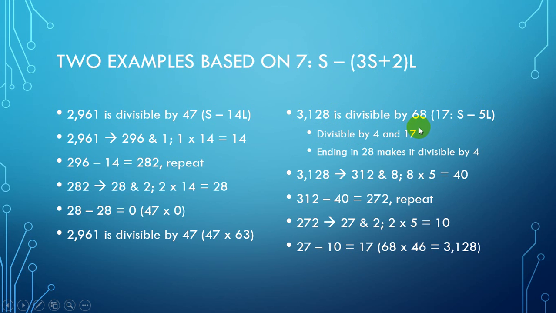So it has to be divisible by 4 and 17. 28, ending in 28. Remember, for 4, you look at the last two digits. 28 is clearly divisible by 4, 4 times 7. So now let's check for divisibility by 17 using this.